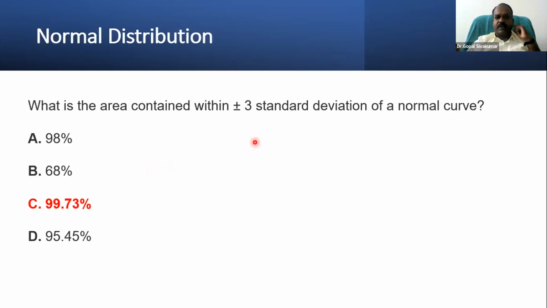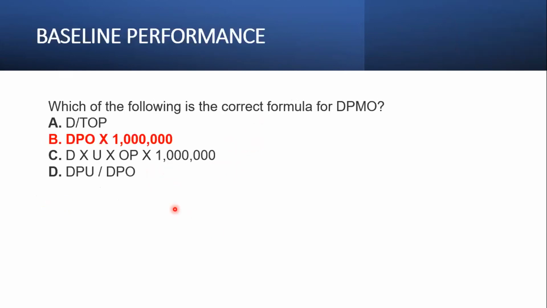And now, what is the area contained within plus or minus 3 standard deviations? 99.73. And which of the following is the correct formula? DPMO is DPO into 1 million. DPO means defects per opportunity. DPMO means defects per million opportunities. DPU means defects per unit. Very good. You know everything.